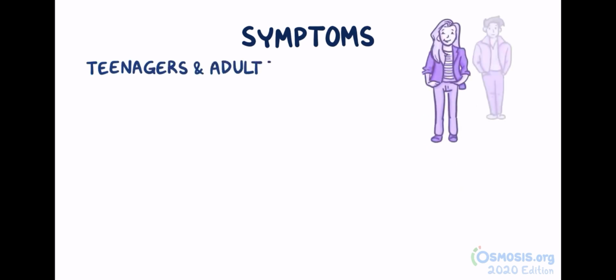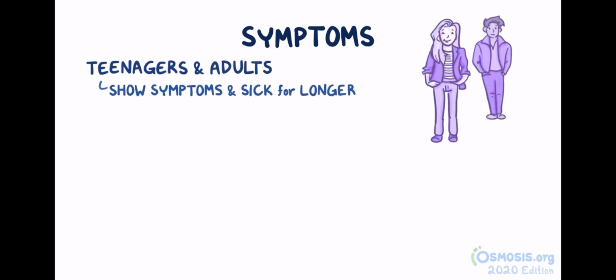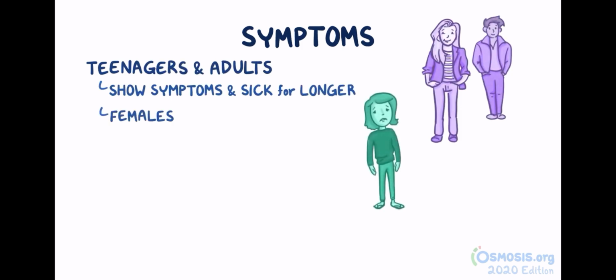Now, teenagers and adults who catch rubella are more likely to show symptoms and to be sick for longer. Females in this group are also more likely to get arthralgia and arthritis, or pain and inflammation in their joints, as a result of rubella. These joint issues can last for a month or sometimes even longer.